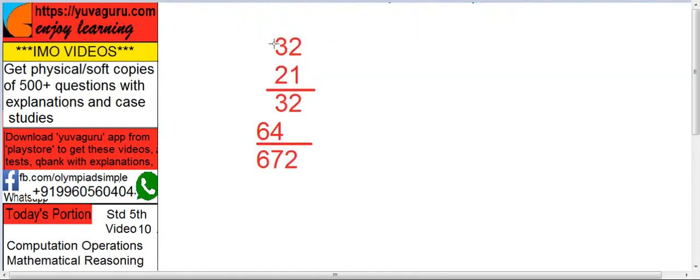Just multiply 32 by 21, 2 under 2, and 3 under, and then 2 to the 4, and 2 3s are 6. I suggest you don't do all these things. First, 21 times 2 is 42, and 21 times 3 is 63, plus 4 is 67, directly, because we are in the IMO. We need to be fast.